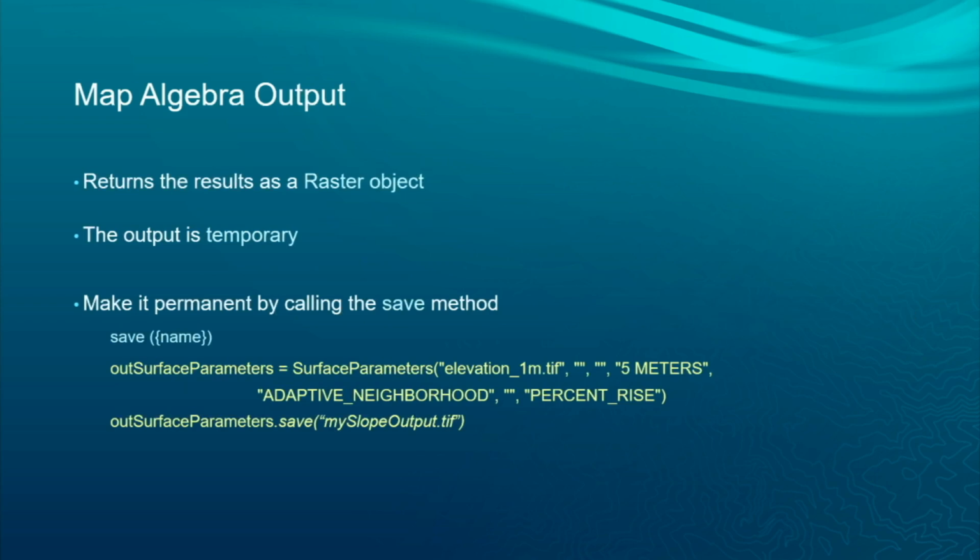Map Algebra output returns the result as a raster object. We discussed that already. It is temporary, and you have to save it by calling the save method. Now you can specify the name. If you just specify the name, it goes to your output workspace. If you specify the full path, it goes where you specify. Now be mindful of the output format. If you're saving a TIFF, you want to specify .TIFF. If you are saving a CRF, you want to specify .CRF.